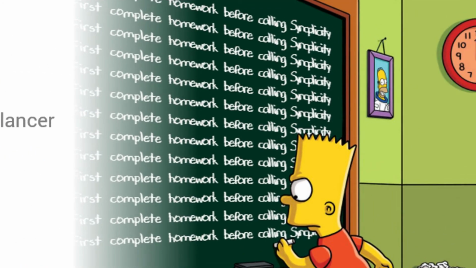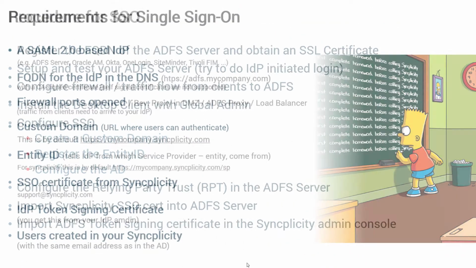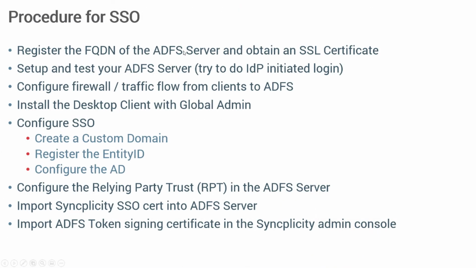Now, when that is all done, at that moment we can start with the configuration of single sign-on. The procedure looks as follows. You probably have the ADFS server registered so that it can be accessed directly from the internet, and you have an SSL certificate. Then you set up and test your ADFS server. Try, for example, to do an IDP initiated login. Make sure that firewall ports are opened and traffic can flow directly from your clients to the ADFS.